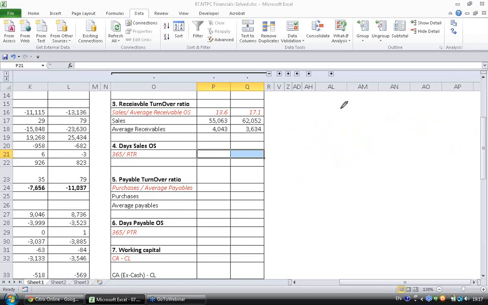Let's take a numerical example. Let's say your company has a receivable of 100, and the company has daily sales. On average, they sell 50 rupees every day. Right? So let's look at it graphically.